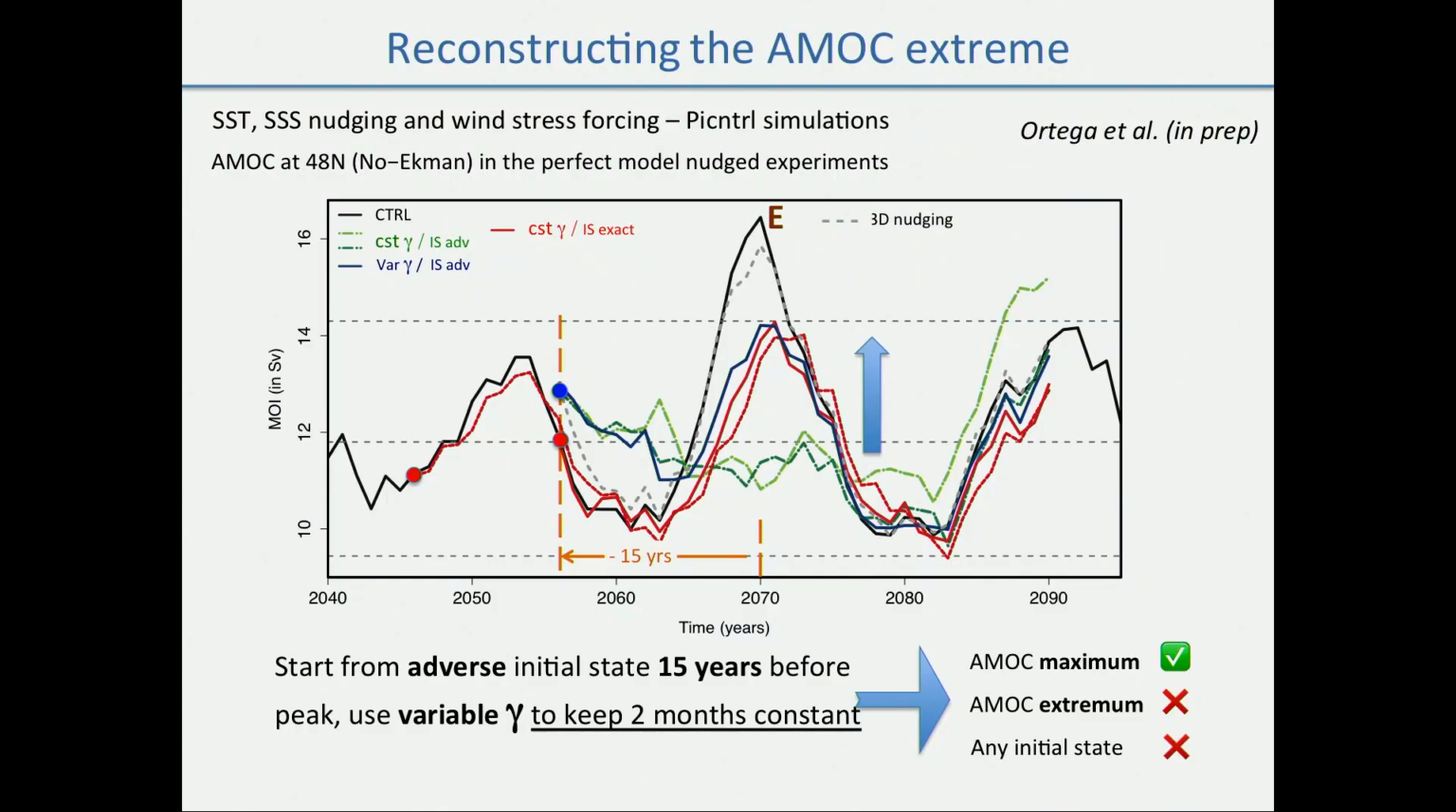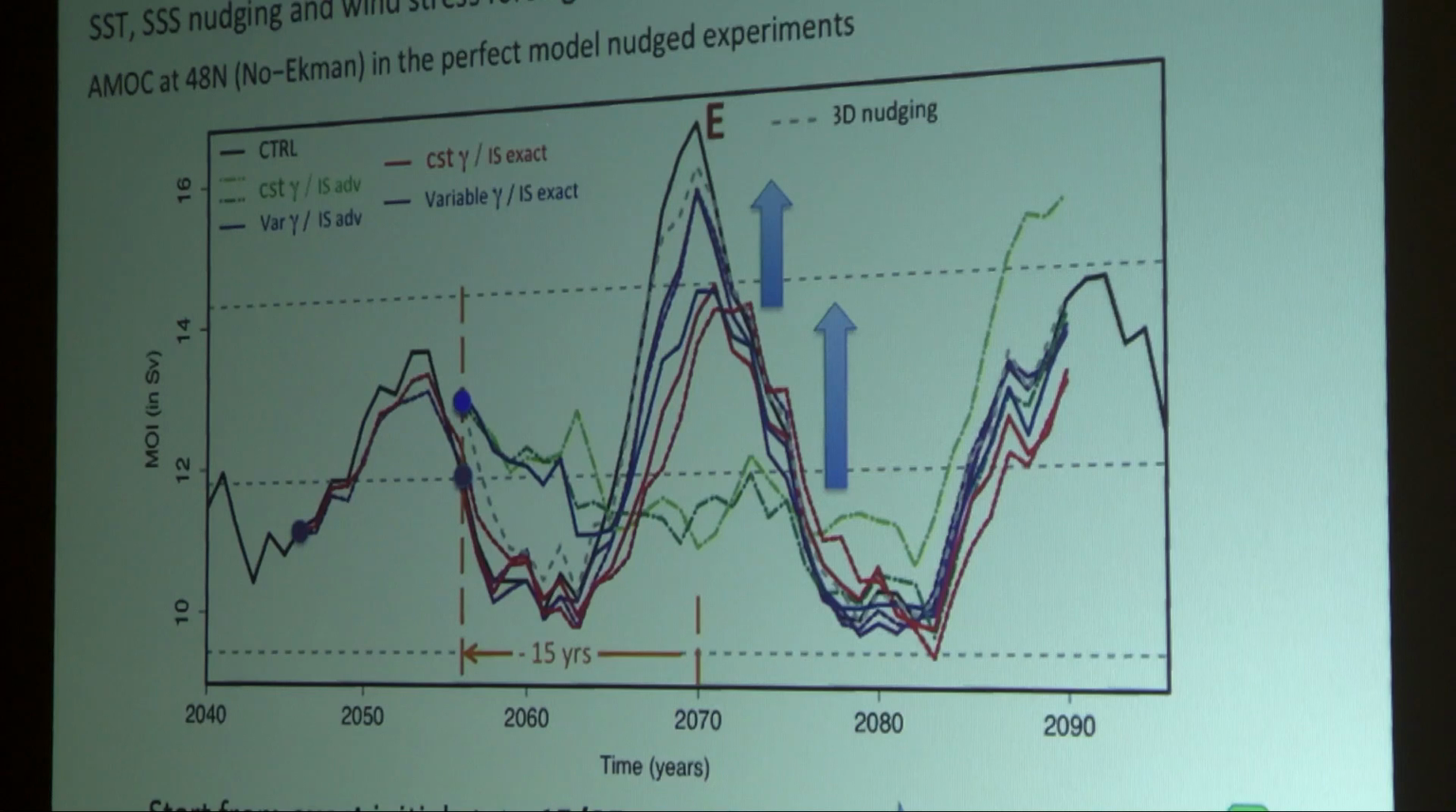Right, so now if we start from the exact initial state, miracle, we get our extremum. So here I take the exact initial state, 15 or 25 years before, and I'm able to get the extremum, not only the maximum, but the extremum. So here, with just surface nudging, we're able to reconstruct an extremum of AMOC. That was pretty cool. We were pretty excited when we found this, because that's really what was our goal.